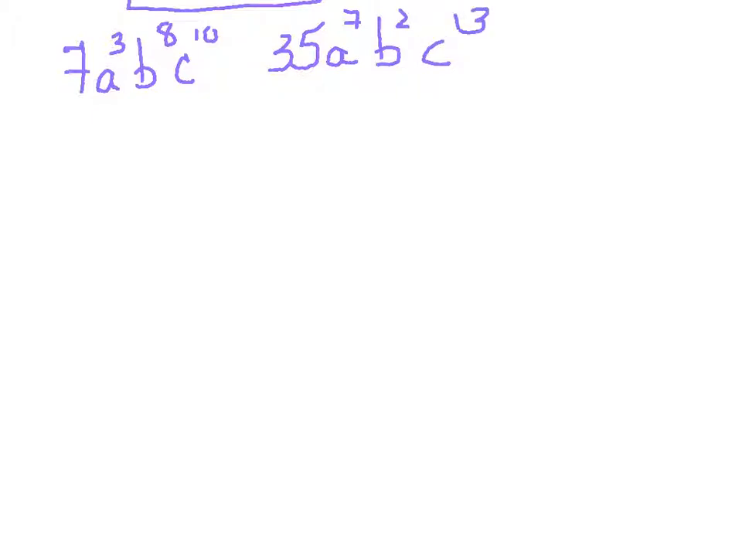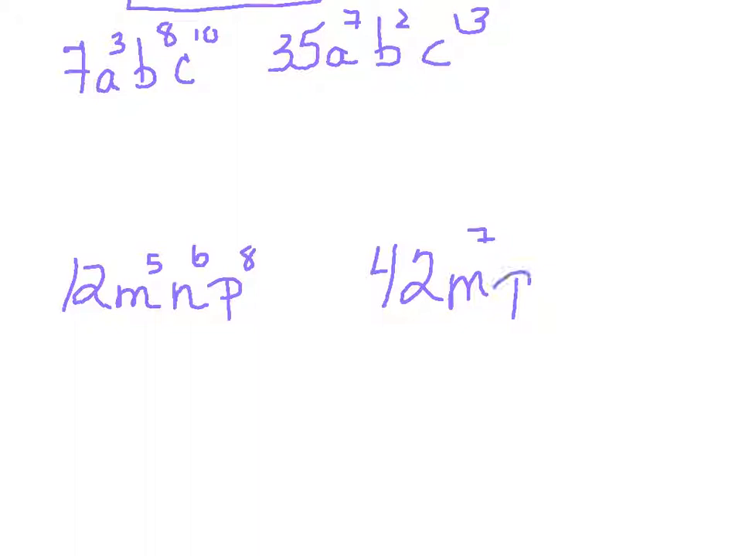Alright, let's try. I'm going to put 2 or 3 down. I want you to write them in your notebooks, hit the pause button, and then try to do them on your own. So let's try 7 a to the 3rd b to the 8th c to the 10th, and 35 a to the 7th b squared c to the 13th. That'll be your first problem. And here's your second one. Let's do 12 m to the 5th n to the 6th p to the 8th, and then 42 m to the 7th p to the 2nd power. Alright, hit pause and see if you can do it on your own, and then come back and compare your answers.